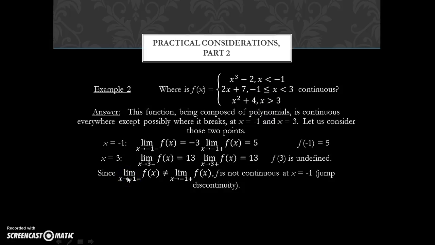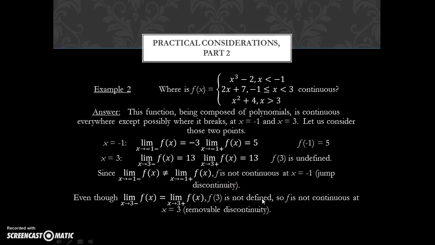Since at x = -1, the limit as x goes to -1 from the left of f of x does not equal the limit as x goes to -1 from the right of f of x, f is not continuous at x = -1. It's what's called a jump discontinuity. The limits on either side exist, but they don't match.